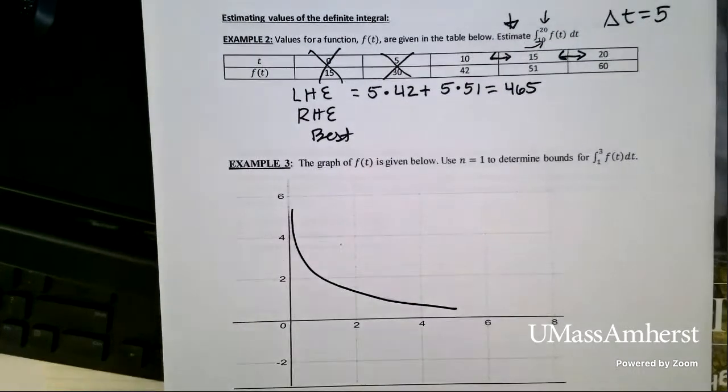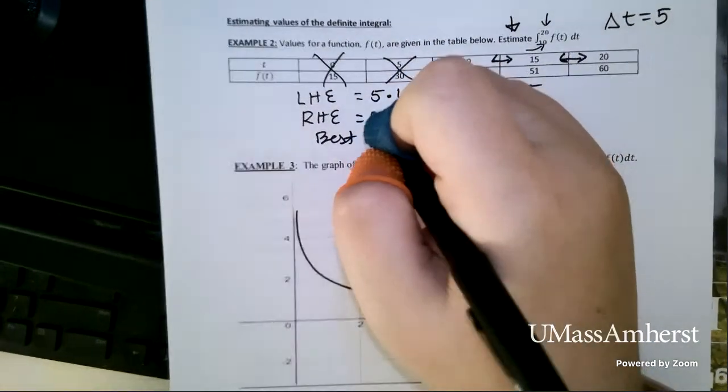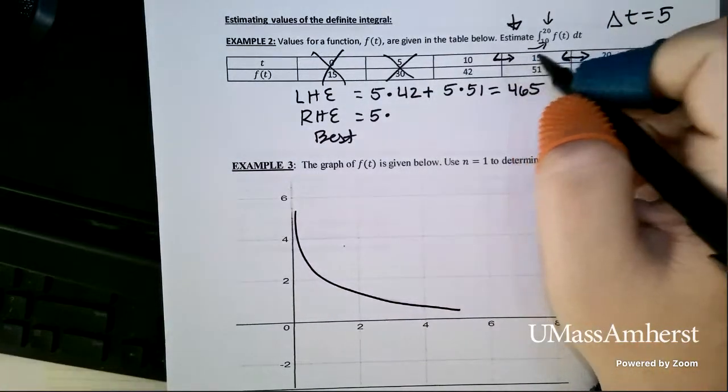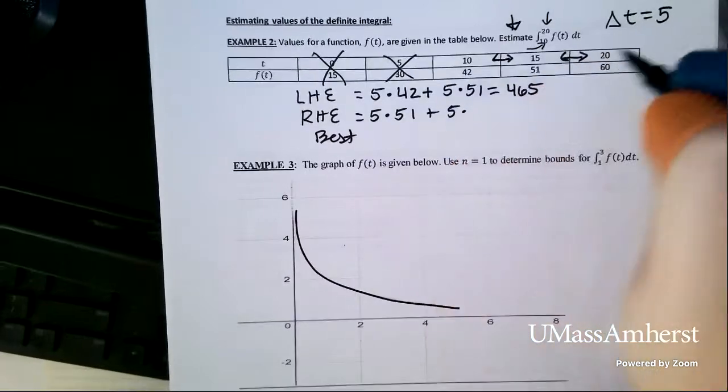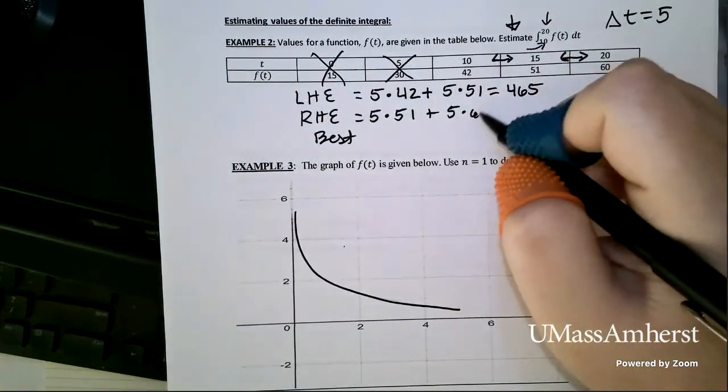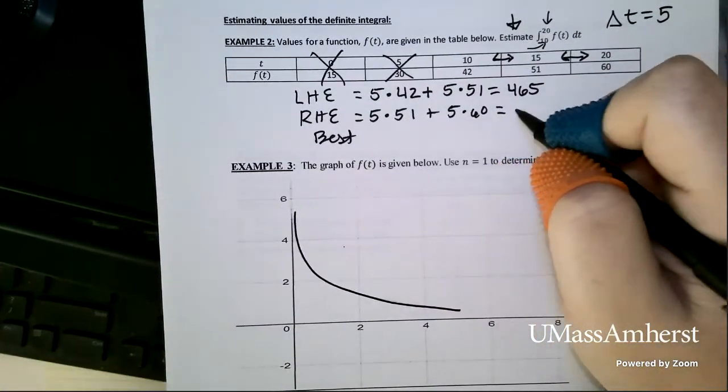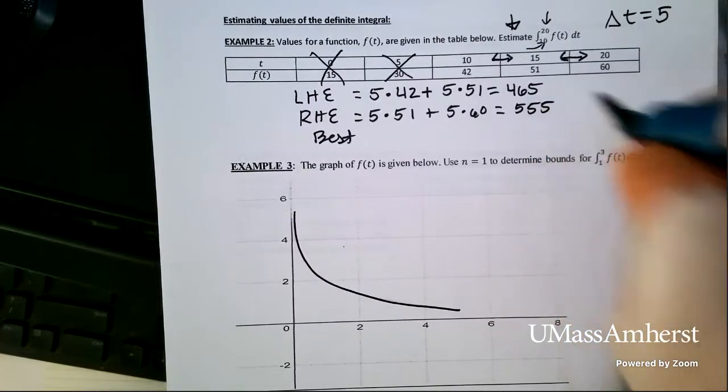Now for a right-hand estimate, I'm going to do the same thing, except I'm going to be picking the number on the right. So for the first interval, I pick the 51. And for the second interval, I pick the 60. Okay, I add those up and I get 555.